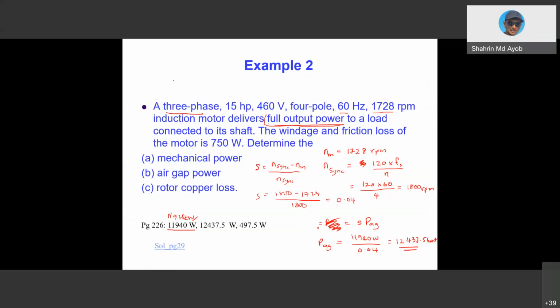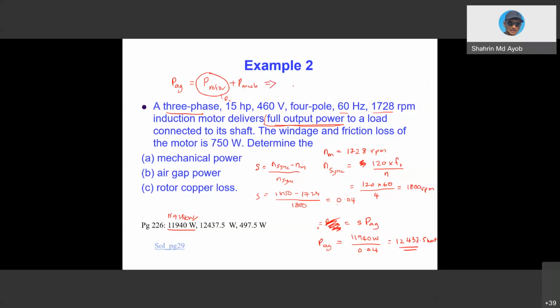Actually, we know that your P air gap is actually P rotor plus P mechanical. So I am very sorry. The P rotor is not P mechanical. P rotor is actually the losses at the rotor side due to the R2. Okay, sorry for that. So P rotor is not P mechanical.